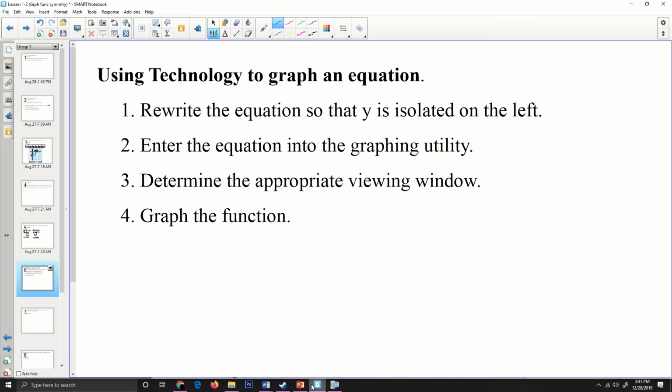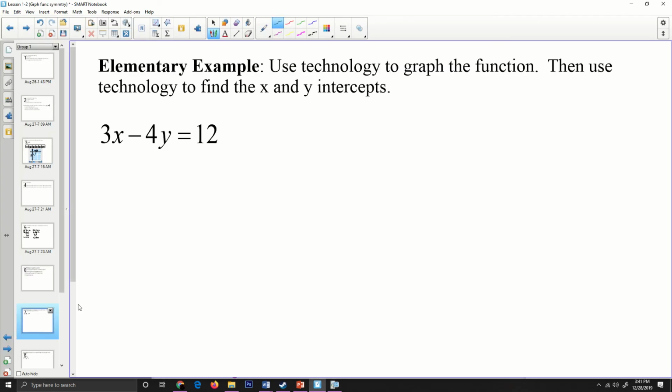All right, so let's go and do an example here. Use technology to graph the function, and use technology to find the x and the y intercepts. Well, this thing right here is not in y equals form. So we have to solve for y.